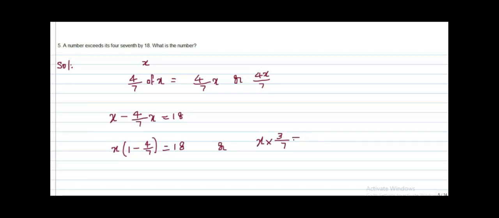1 minus 4 by 7 is 3 by 7. So x into 3 by 7 is equal to 18, or 3 ones are 3, 6s. Therefore x is equal to 6 into 7, which is 42. Right? We are done with this question. Now we'll move on to the next question.